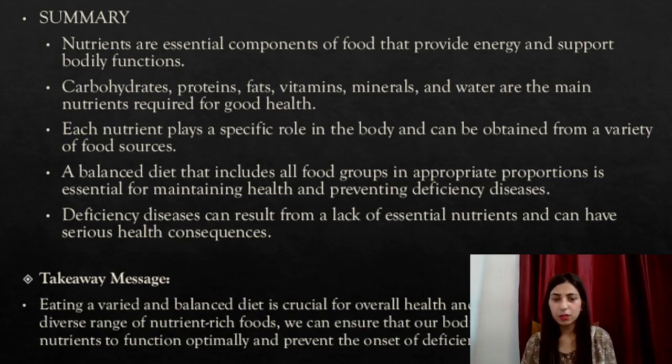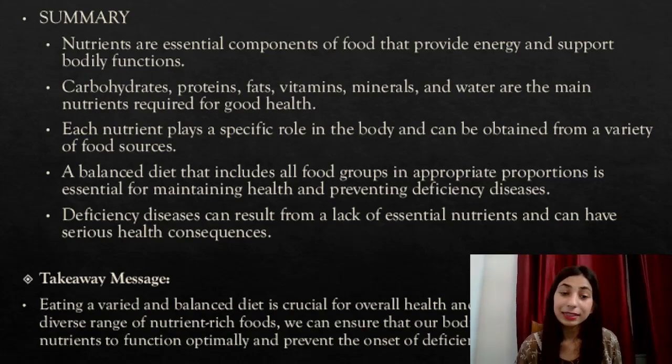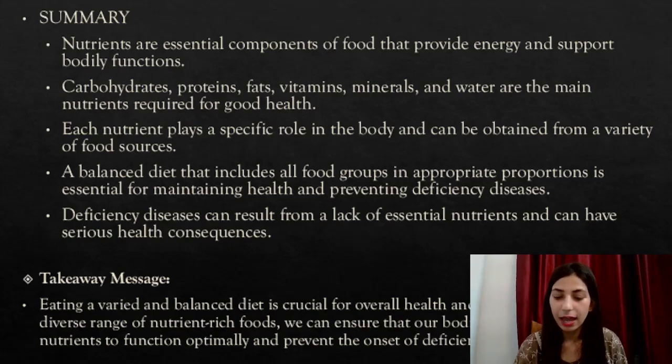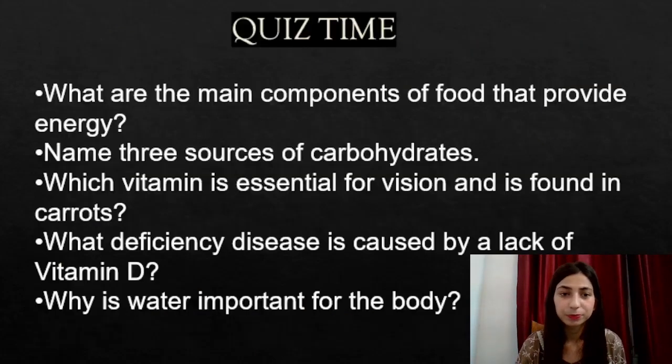Now, there's a takeaway message also: eating a varied and balanced diet is crucial for overall health and well-being. By choosing a diverse range of nutrient-rich foods, we can ensure that our bodies receive the necessary nutrients to function optimally and prevent the onset of deficiency diseases. So that's the takeaway. Just have a proper balanced diet and keep yourself safe from deficiency diseases. Also, hydrate yourself.